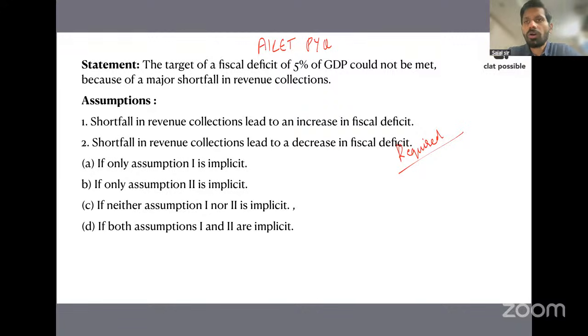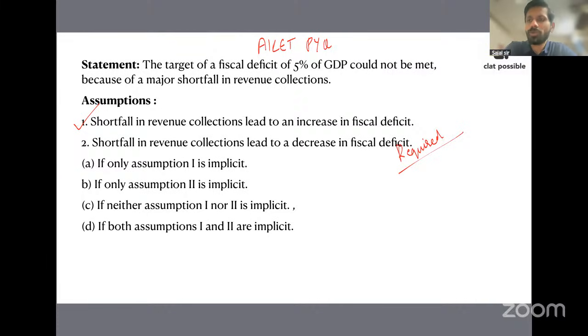Right. The target of a fiscal deficit of 5% of GDP could not be met because of a major shortfall in revenue collections. One says shortfall in revenue collections leads to an increase in fiscal deficit, right? So that looks good, right? That looks good. Once again, one is required. Shortfall in revenue collections leads to decrease in fiscal deficit.